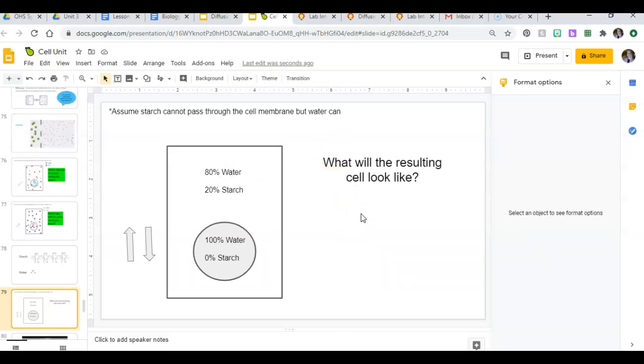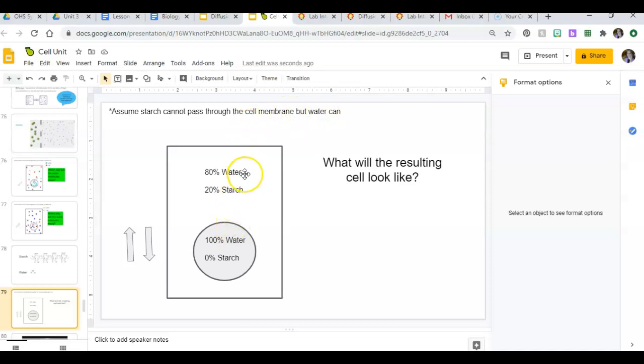All right, so here we go. If you want to copy an example like this in your notebook, it might be helpful to have one of these examples in your notebook. So you can just pause it, draw this rectangle, draw the circle, and then we'll do it together. Again, I wrote at the top, assume starch cannot pass through the cell membrane, but water can. So starch can't go through, but water can.